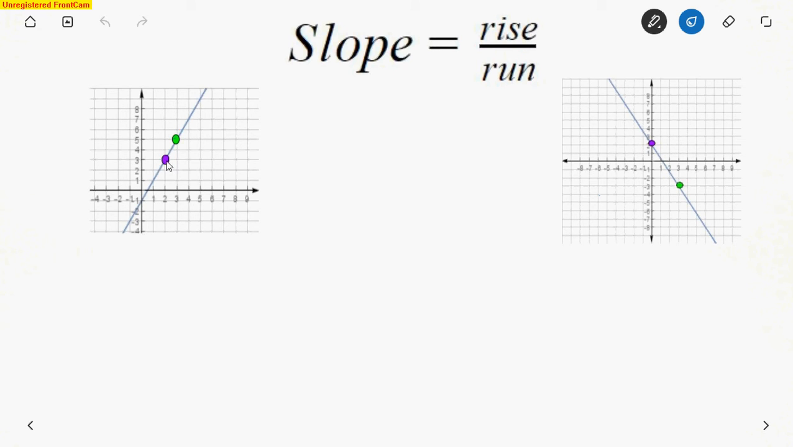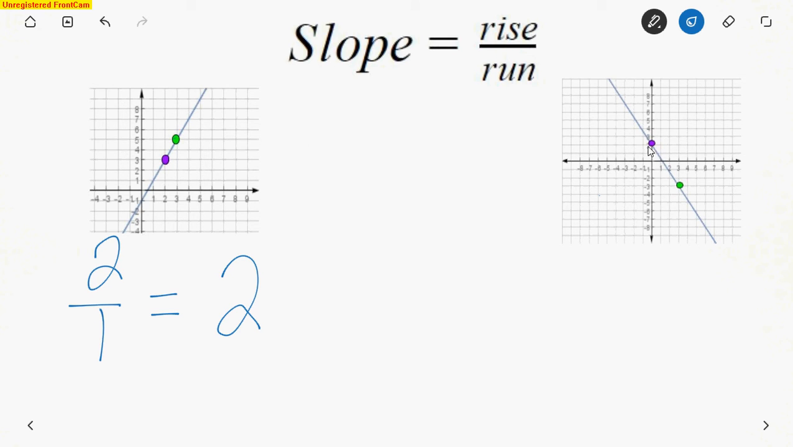For this first graph, if we want to talk about going from our purple point to our green point, all we have to do is count to find the slope. So we go up 1, 2, then we go to the right 1. So for that first graph, our slope is just 2 over 1. Or you can just say 2. Alright, so like I said, really easy.